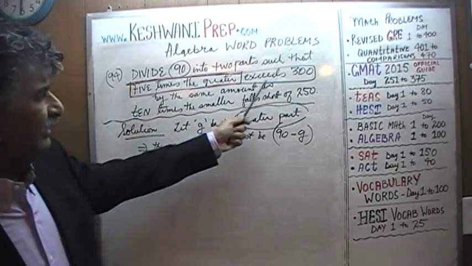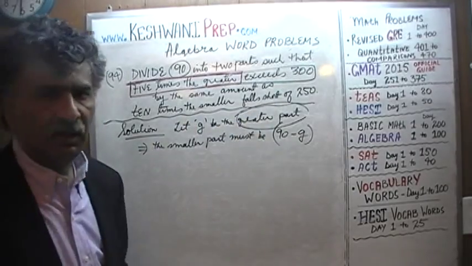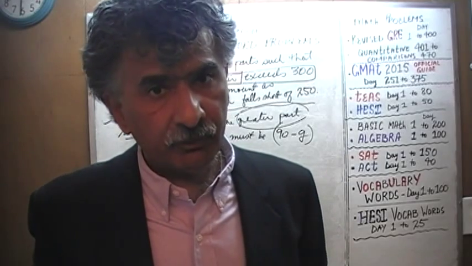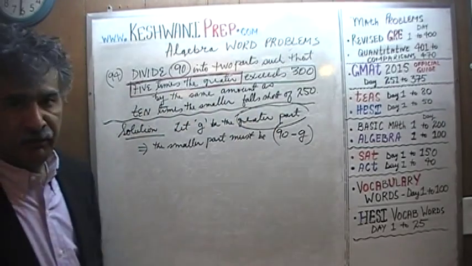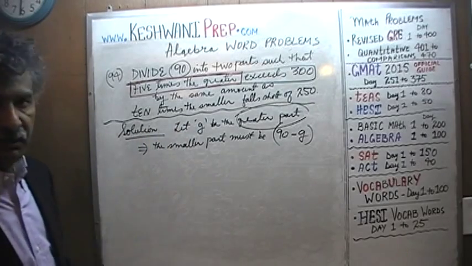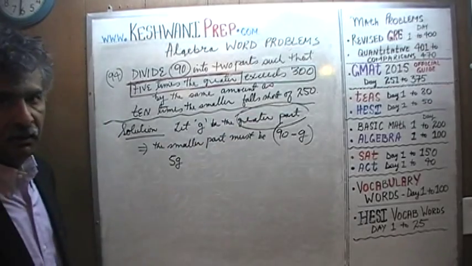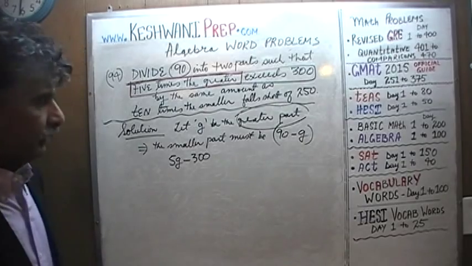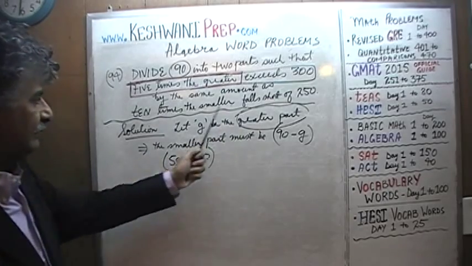How much does 320 exceed 300? Of course, 320 exceeds 300 by 20. How did you find it? You took the greater part and you subtracted 300 from it. Except here, it's not the greater part, it is 5 times the greater part. The greater part is G. 5 times that amount exceeds 300 by this amount minus the 300, and this amount is going to be the same amount as this lower quantity.